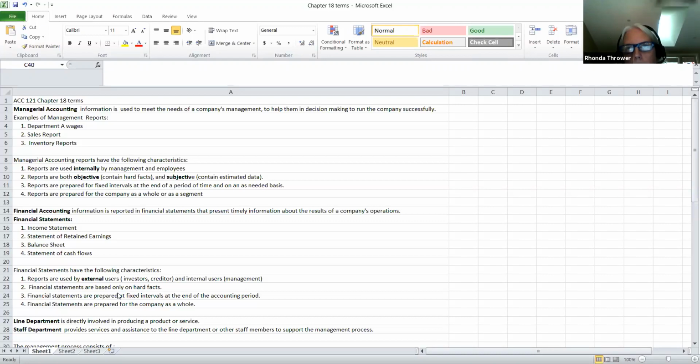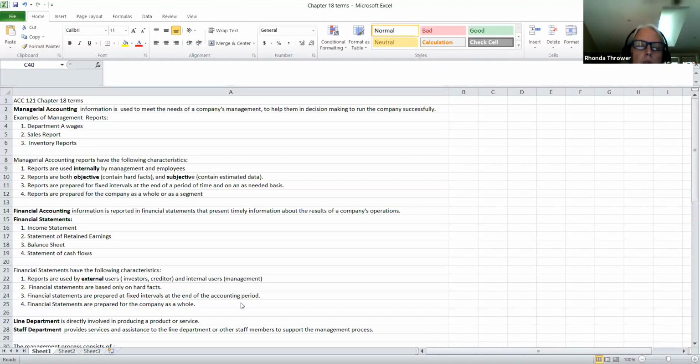Or the statement of owner's equity, or the balance sheet, or the statement of cash flows. It's based only on relevant information that actually happened. That's what our financial statements are made up of. And financial statements are prepared only at the end of the accounting period.